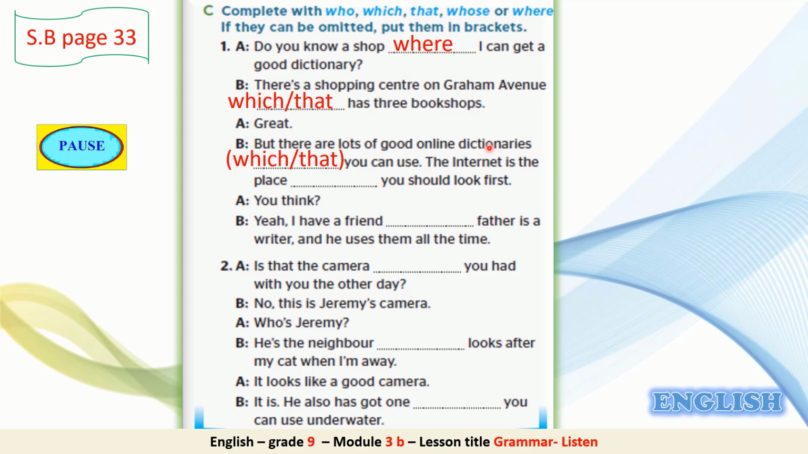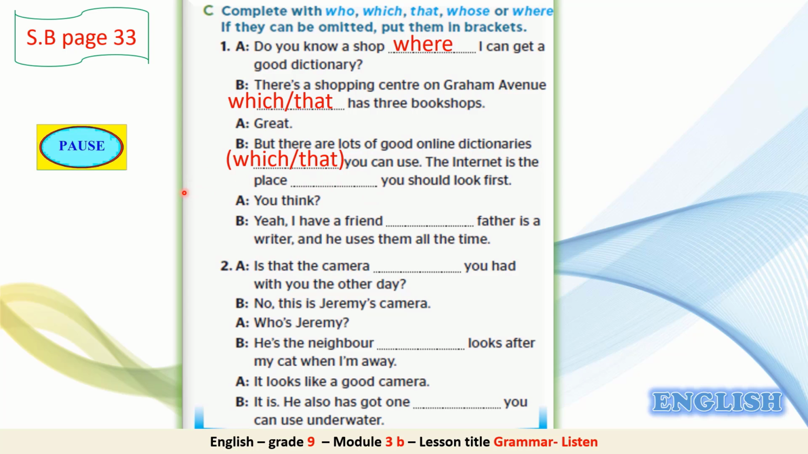Because we are talking about dictionaries. Dictionaries is a thing, so we use which or that. Why do we put them in brackets? Because we can omit which or that. Why? Because we are talking about dictionaries which you can use. You can use what? You can use dictionaries. So dictionaries here is the object of the verb use. In this case, we can omit which or that.